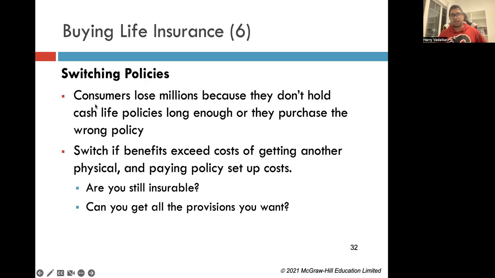Switching policies: consumers lose millions because they don't hold cash value life policies long enough or they purchase the wrong policy. Switch if the benefits exceed the cost of getting another physical and paying policy setup cost. Check if you're still insurable. Can you get all the provisions you want?